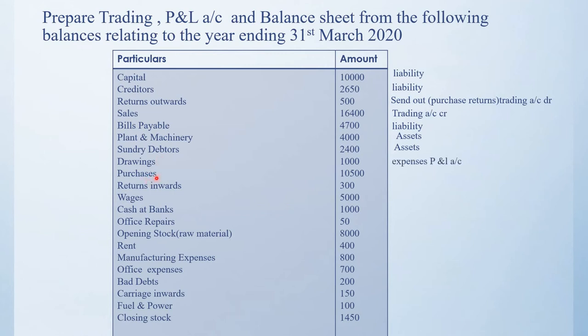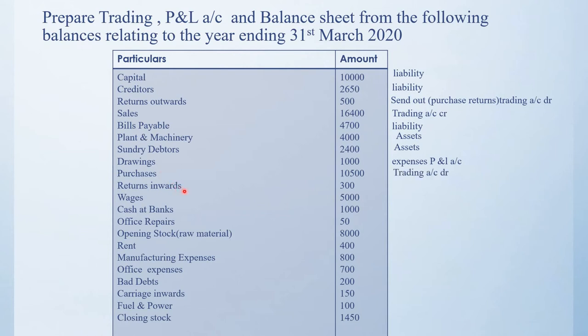Next we have purchases. If you purchase goods, then by using those goods we produce finished or semi-finished goods. Without purchasing raw materials or any materials, we can't do the production. So the purchases are related to manufacturing, and we record the purchases in the trading account.